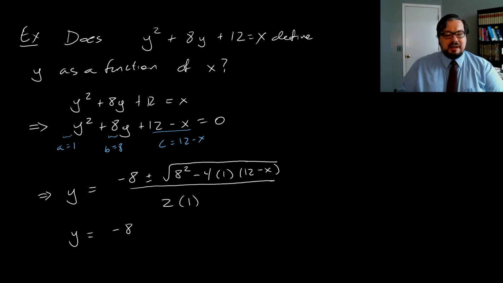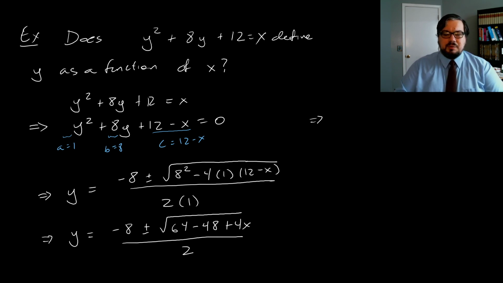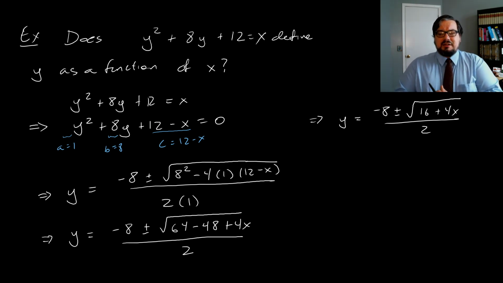So we'll get that negative 8 plus or minus the square root of 64, and then negative 4 times this gives us minus 48, but plus 4x, all over 2. So we get y is equal to negative 8 plus or minus the square root of, let's see, 64 minus 48 is 16, plus 4x, over 2. And let's go ahead and stop there a second.